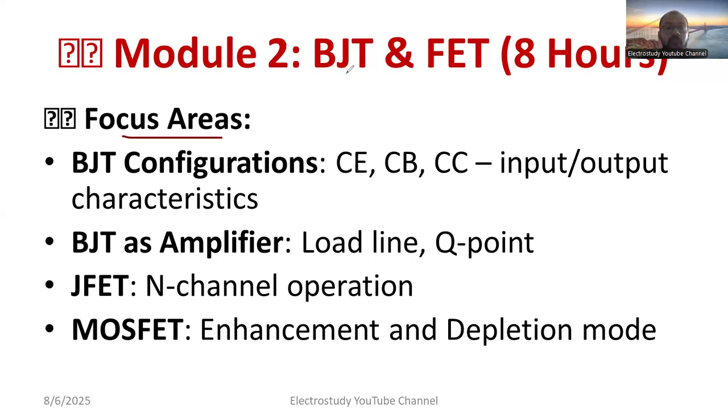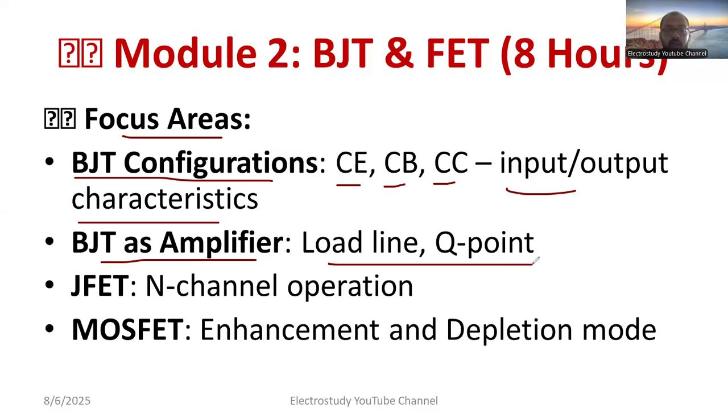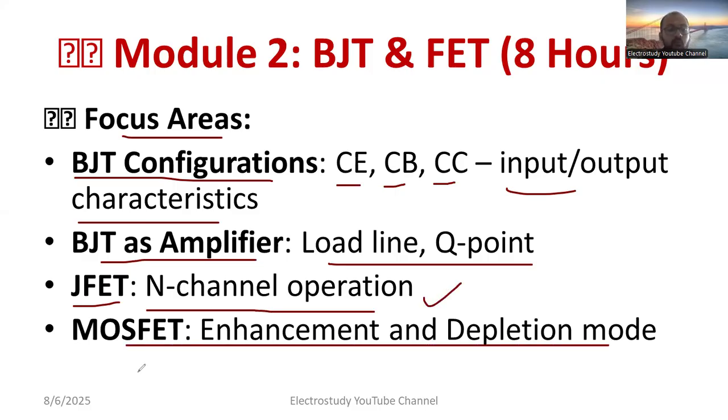Module 2 is the bipolar junction transistor and the field effect transistor. BJT configurations: common emitter, common base, common collector, and input output characteristics. Very, very important. So you have to compare CE, CB, CC with respect to input and output waveforms. How a BJT acts as an amplifier. What is the Q point and load line? What is JFET? N channel operation you have to study. What is MOSFET? The full form of MOSFET is metal oxide semiconductor field effect transistor. You have to talk about the drain characteristics, output characteristics, and input characteristics. So you can prepare accordingly.